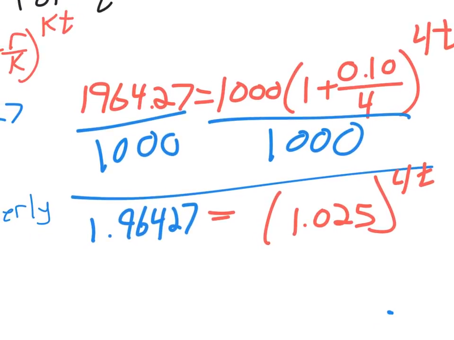Okay, now as I was copying that piece down, just notice I did this in my calculator. 1 plus 0.1 over 4. That's 1.025. So t is still stuck in the exponent position. Now that I got the exponent piece by itself, there's no coefficient in front of it. Now I can take a logarithm of both sides.